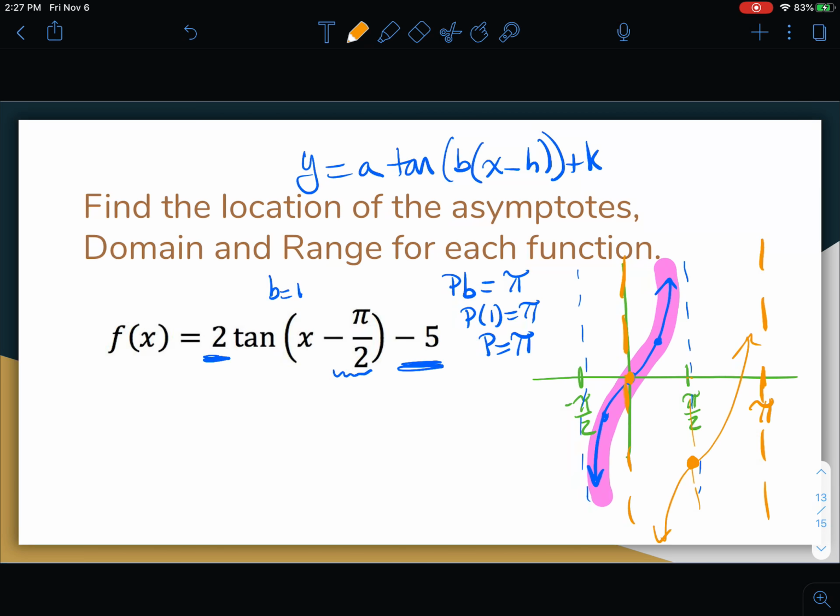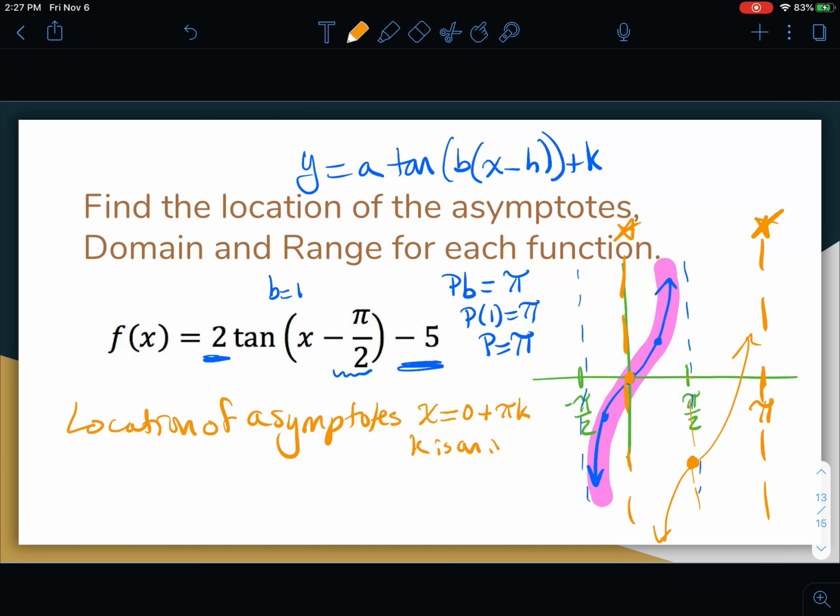Now, this is a very rough sketch. We'll learn how to actually graph these, so not to worry right now. The biggest thing we want to concentrate on is where these asymptotes are. So the location of asymptotes is x equals, I'm just going to go with the y-axis, x equals 0 plus pi k, where k is an integer.